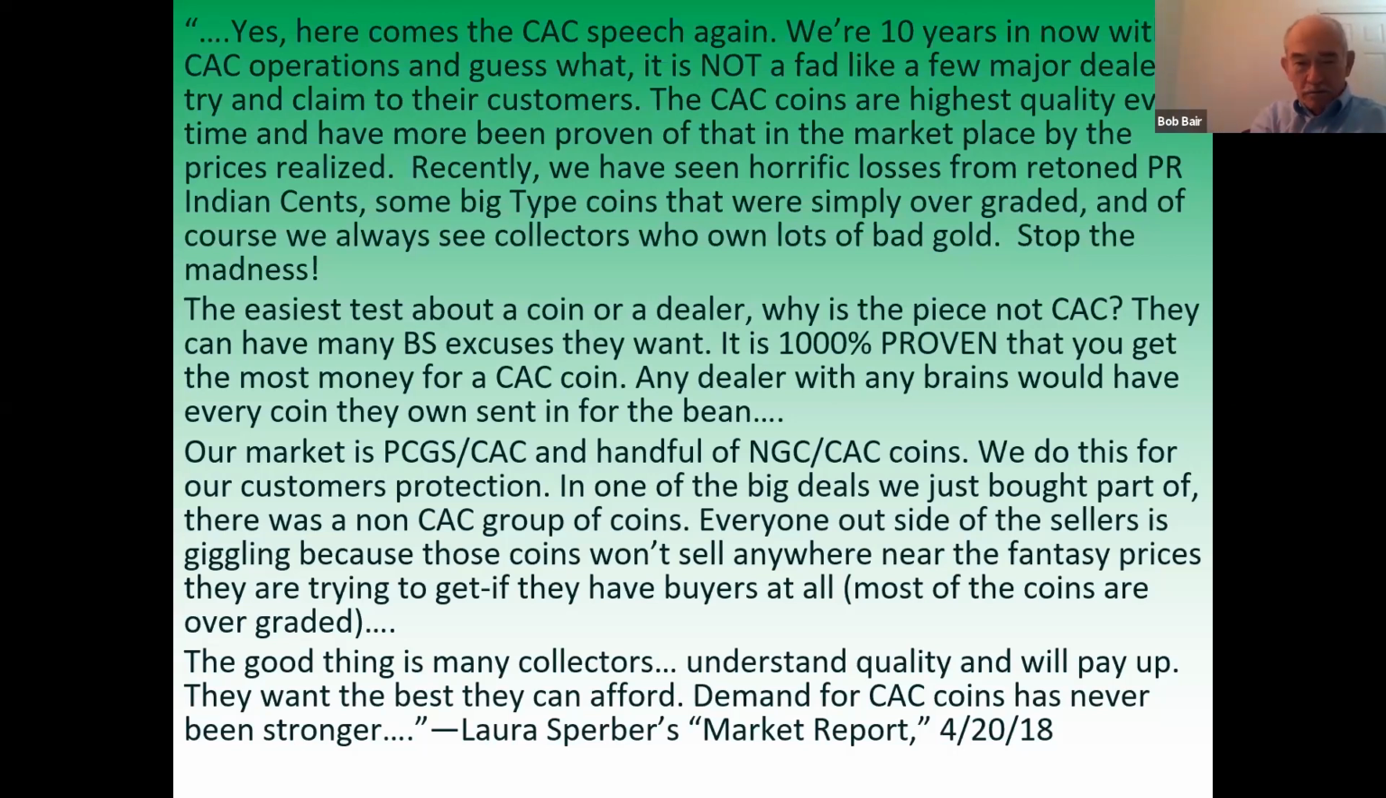Our market, Laura speaking, our market is PCGS CAC and a handful of NGC CAC. We do this for our customers' protection. Once again, you heard that from Warren Mills and you heard that from Blue Sheet. That's giving the customer some assurance. In one of the big deals we just bought part of, there was a non-CAC group of coins. Everyone outside the sellers is giggling because the coins won't sell anywhere near the fantasy prices they're trying to get, if they have buyers at all.